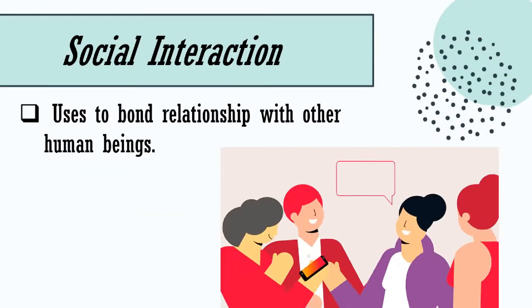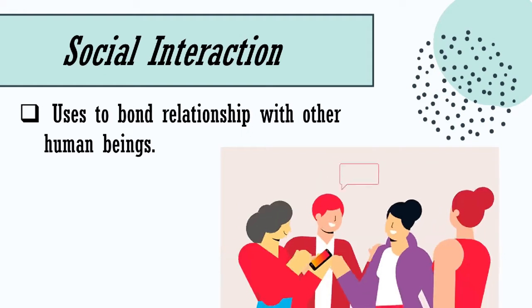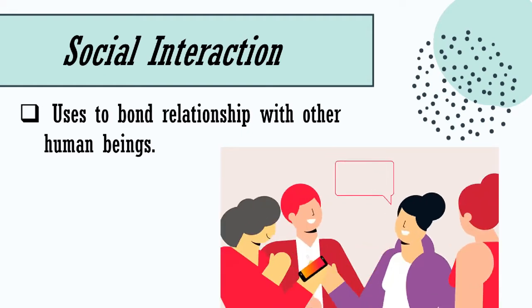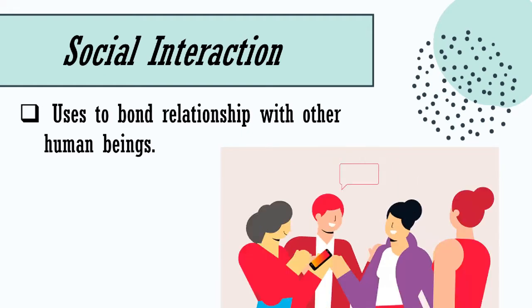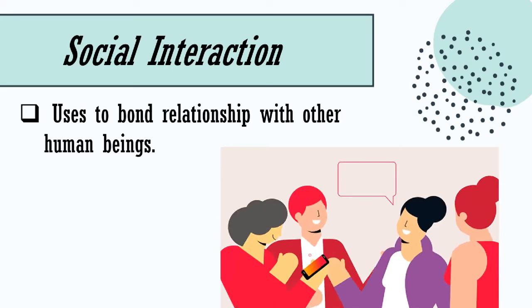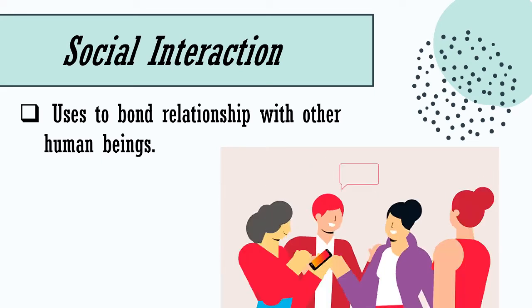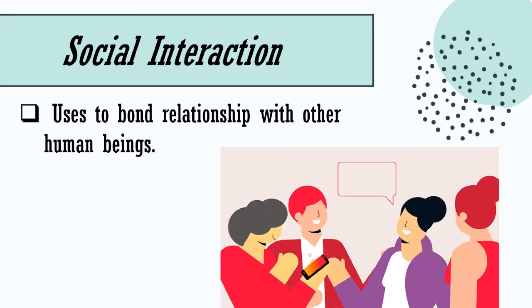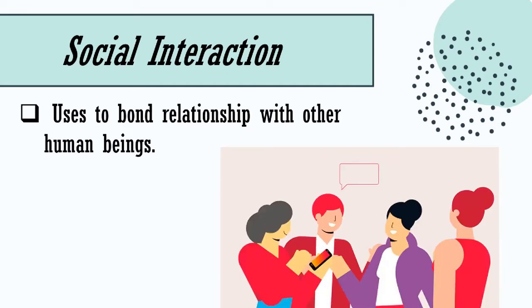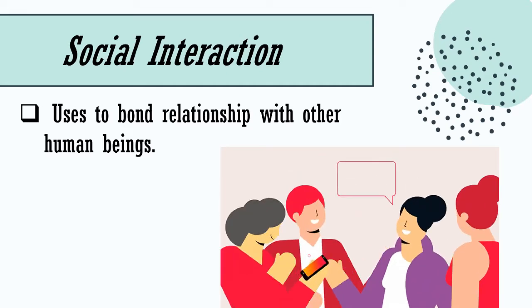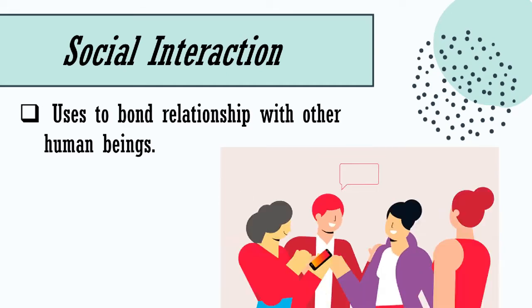The next function of communication is social interaction. It's used to bond relationships with other human beings. Human beings are social animals. Hence, communication is the key to establish, bridge, and deepen relationships with others.